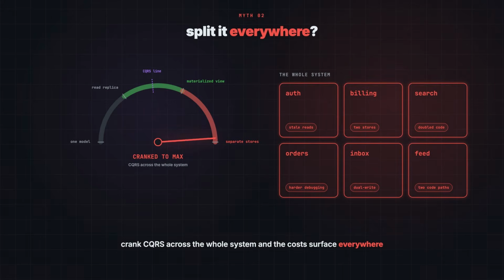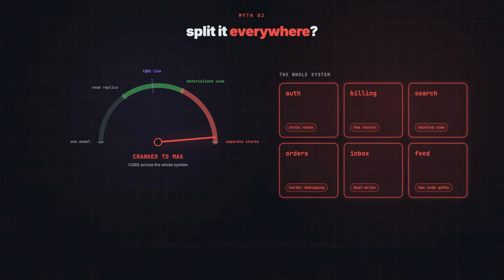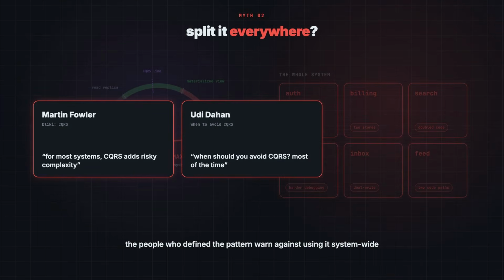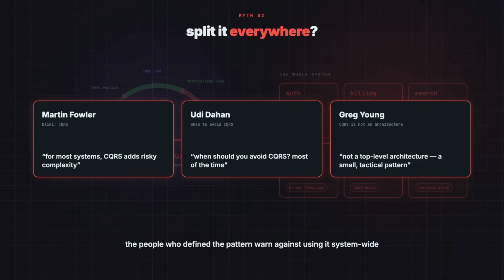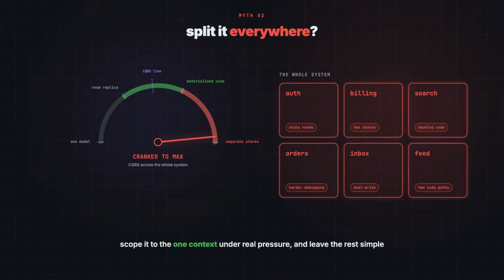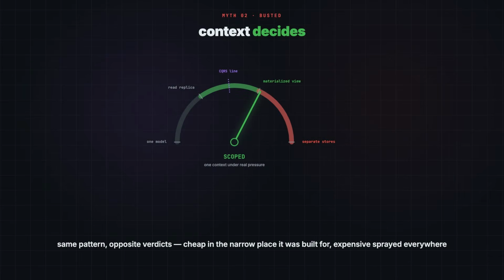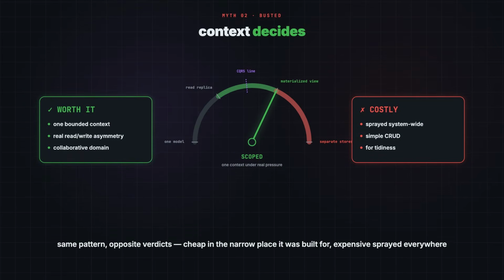The people who defined this pattern push back hard. Fowler says for most systems it adds risky complexity. Dahan says you should avoid it most of the time. Young says it's not a top-level architecture, just a small tactical pattern. So you scope it down. You apply CQRS inside the one part of the system where the pressure is real, and you leave the rest of it simple. The mistake is almost always using it everywhere. It's the same pattern with opposite results: cheap in the one place that needs it, expensive when you use it everywhere.